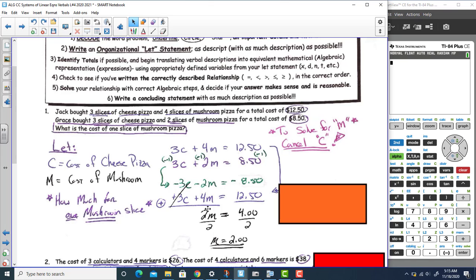And once you get one variable, most often you're going to have to solve for the second and check your work. I hope it makes plenty of sense.